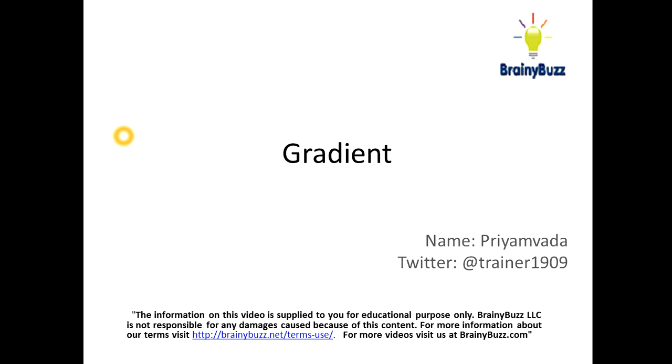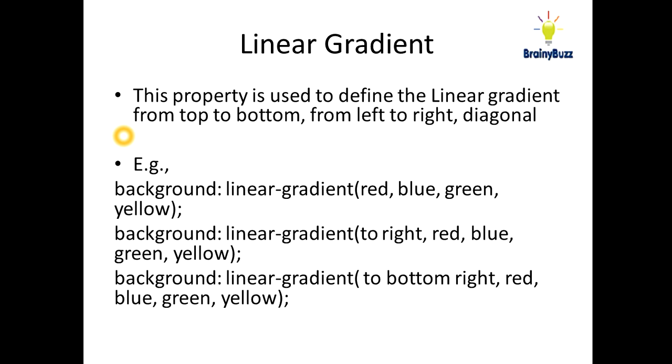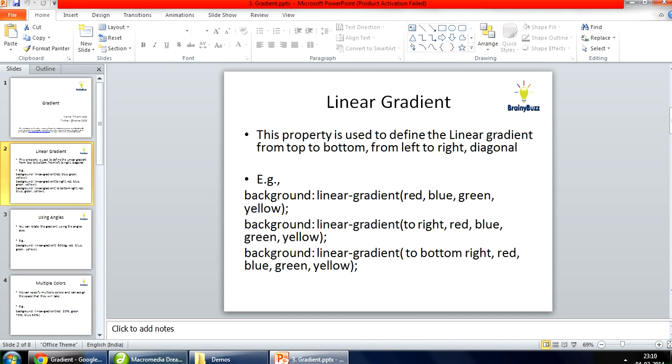So let's do the gradient. Gradient is basically used to define the colors or the flow of the colors in your particular element. So let's see the linear gradient. This property is basically used to define the linear gradient from top to bottom, or from left to right, or diagonal. So let's see some examples so that you can have a clear understanding of the gradient. There is a method called linear gradient in which we pass n number of colors that we want to show. So let's see the example.